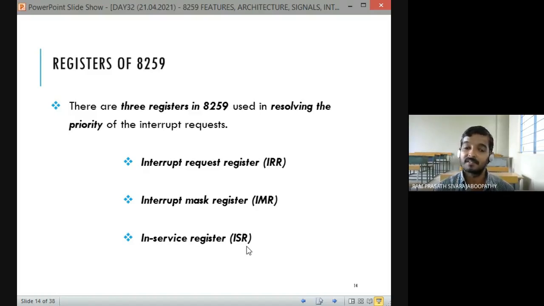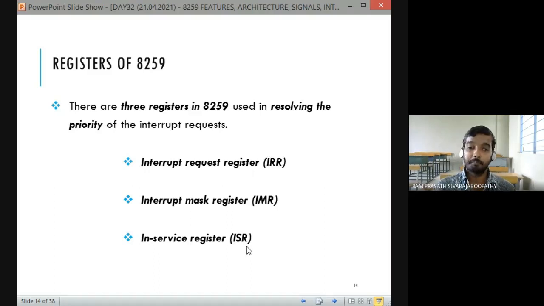What about ISR? Any idea? This topic I am taking for the very first time, but on seeing the name you can guess. In service register, what does it mean? Here, ISR doesn't mean interrupt service routine, it means in service register. After the 8259 resolves the priority, it requests the 8085 microprocessor to perform a service.